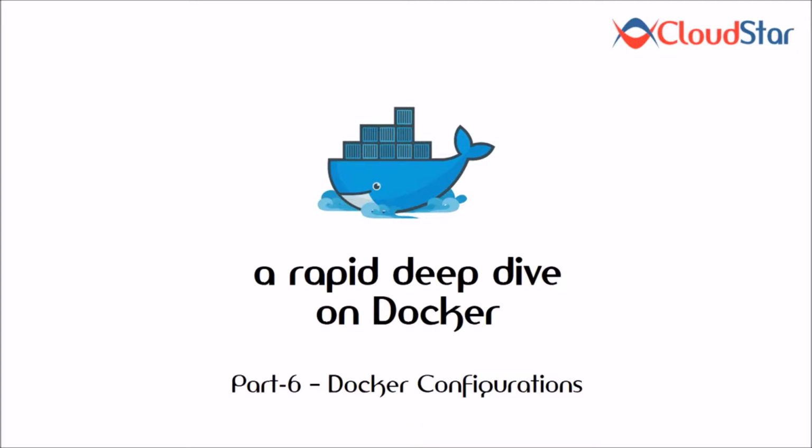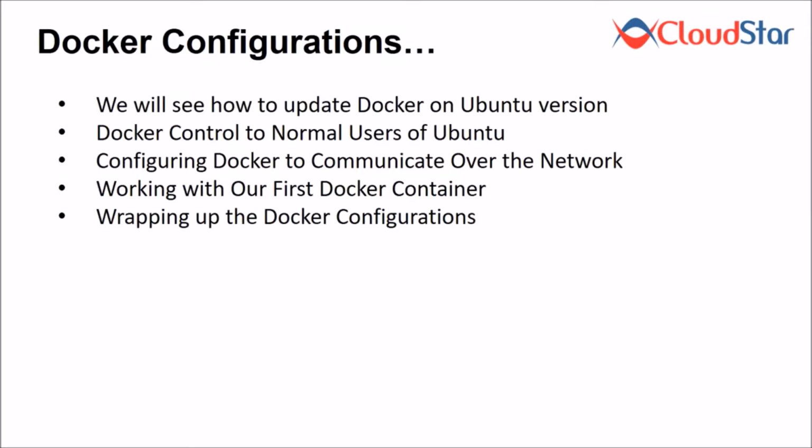This is Docker configuration. Before getting to this module, we are going to update Docker on the Ubuntu version, and then we are going to give a normal user full control of Docker, and then we are going to configure Docker to communicate over the network, and subsequently we are going to create a container and play around with it, and then wrap up this module. Please make a note, this is a very important module, because in this module we are going to convert the existing normal instance of your Ubuntu into Docker. So this is very important.